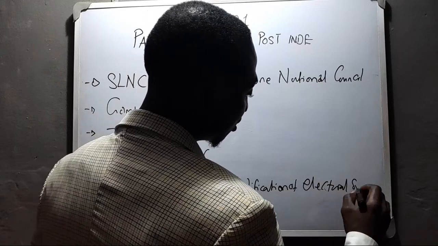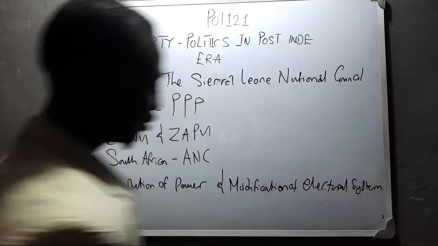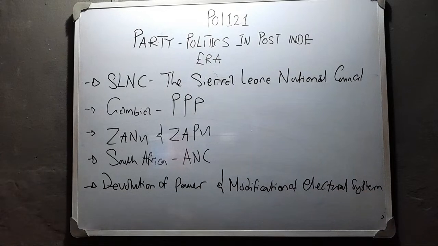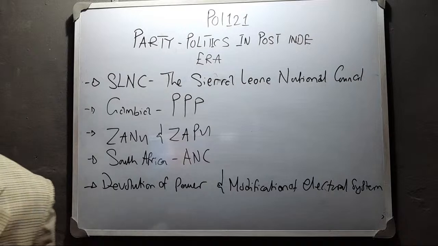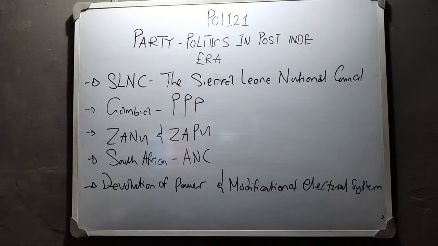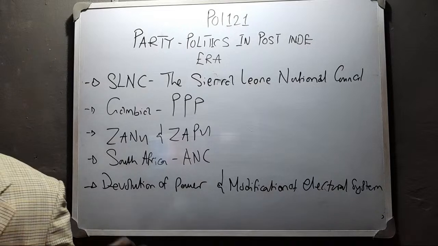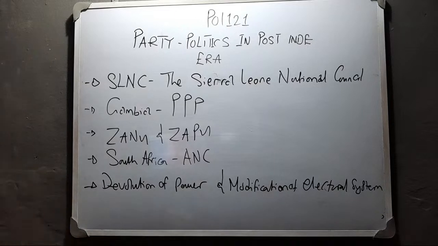Electoral system. All right, these are the points we need to take note of. Now, political parties were the prime force. When we say prime, they played a very crucial role, a very crucial part in the struggle for independence.